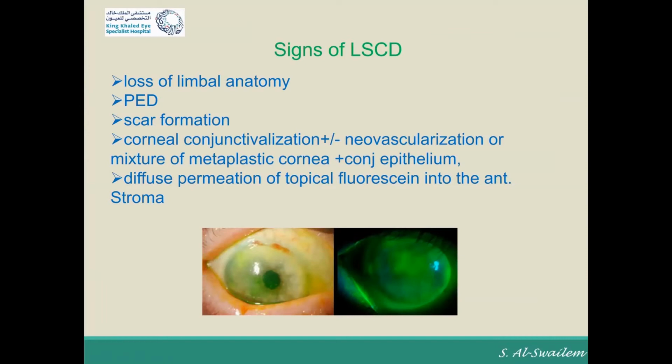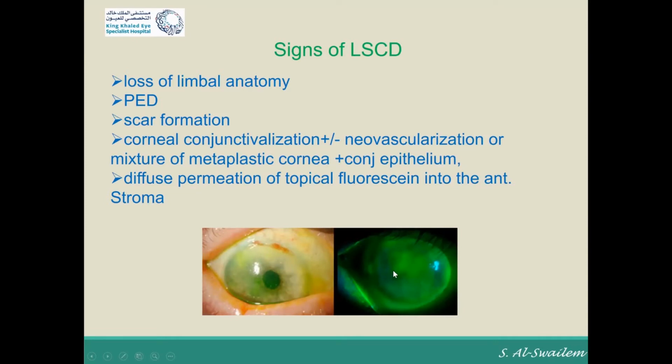So let's talk about limbal stem cell deficiency. There are specific signs. One of them is loss of limbal anatomy. You cannot really differentiate a clear limbal zone, okay? As well as a persistent epithelial defect that lasts more than 7 days. Scar formation in the cornea. Corneal conjunctivalization means a growth of conjunctiva on top of the cornea, with or without neovascularization, with a mixture of metaplastic corneal conjunctival epithelium. And the last sign is a diffuse permeability of topical fluorescein into the anterior stroma.